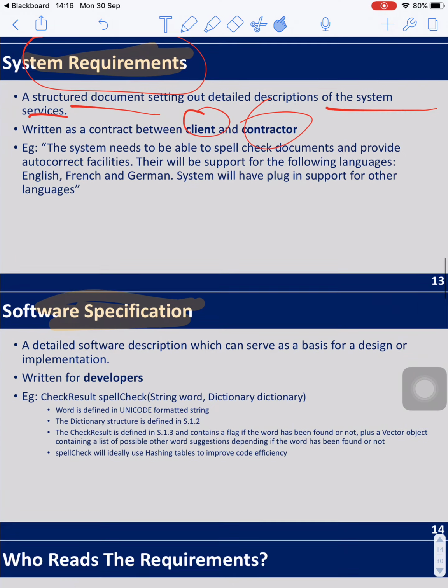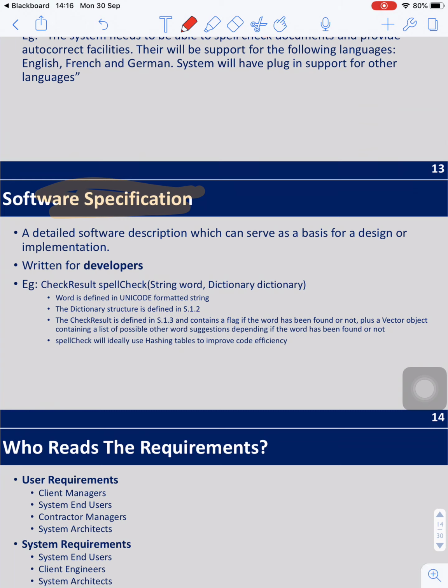Yes. And then we are going to talk about software specification, where it's mainly for developers. For example, the words are defined in the Unicode, the dictionary structure are defined in this kind of version. The check results are defined here, which contain the flag if a word has been found, plus a vector object containing the possible other word suggestions depending on the word has been found or not. And the spell check is actually how to use some software project to build this function.